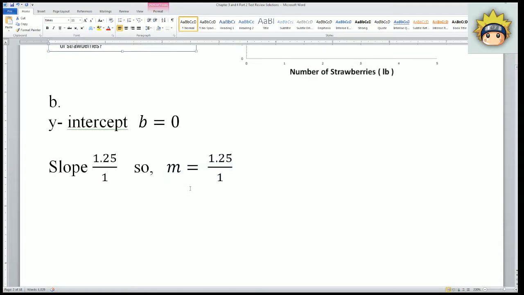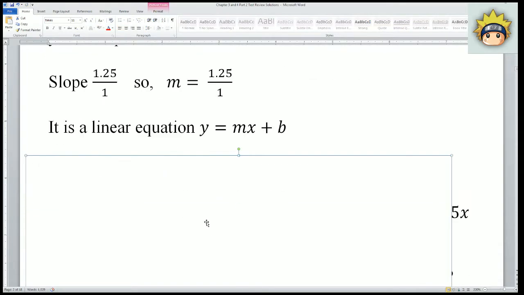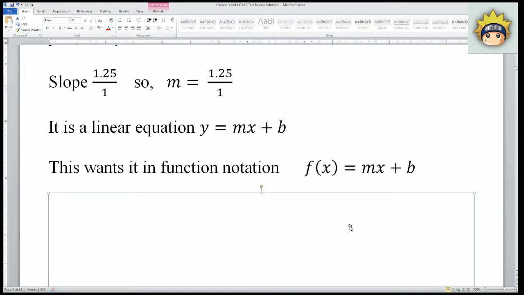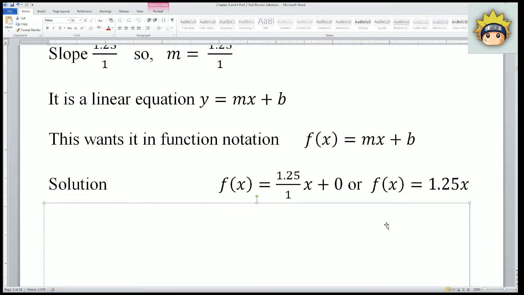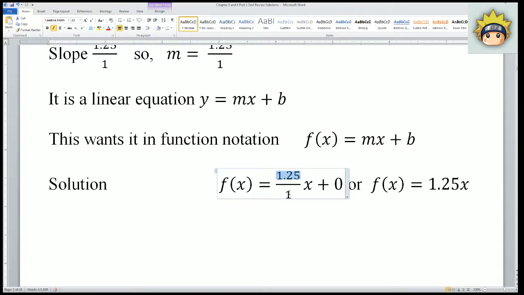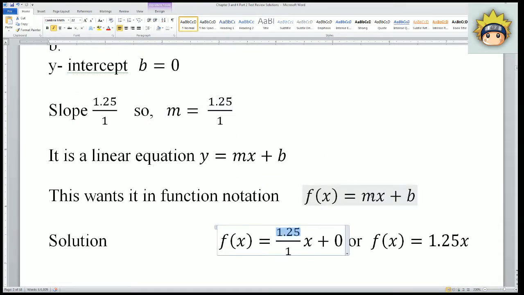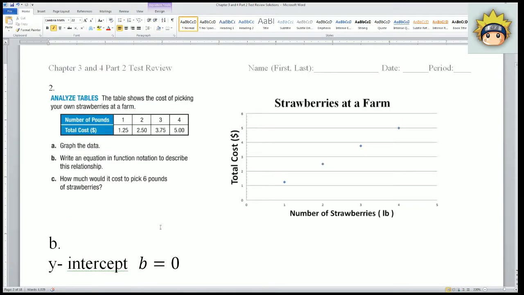This is a linear equation, but we want to put it into function notation, which is f of x equals mx plus b. Make that substitution right here. 1.25 over 1, which is the slope, plug that in, plus 0, or you can just simplify that into 1.25x. You never write that divide by 1, and you don't want to write that plus 0. It can be simplified to that. There you go. Last question.